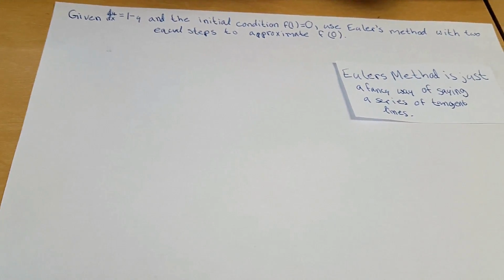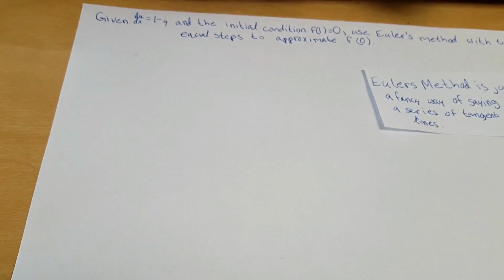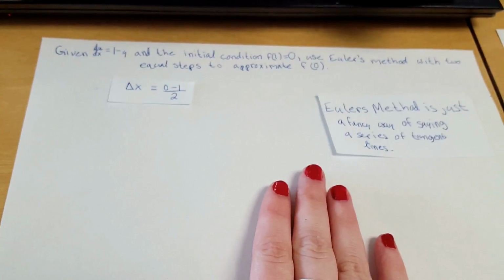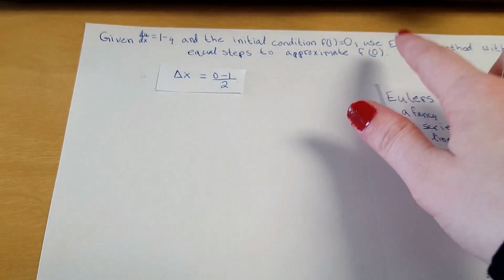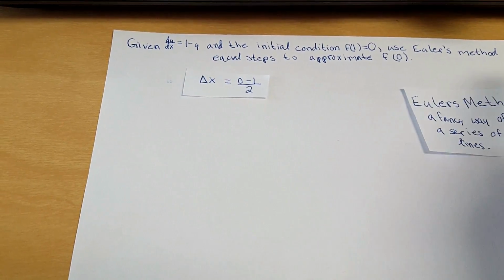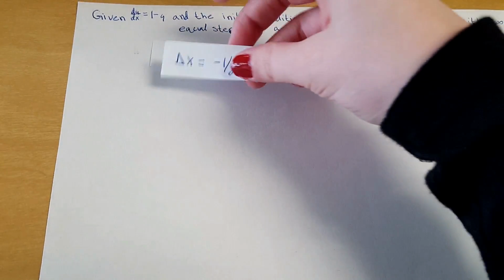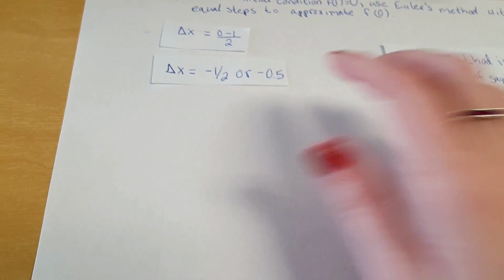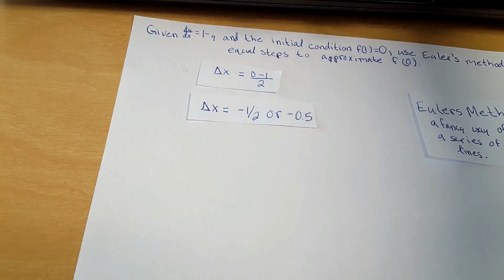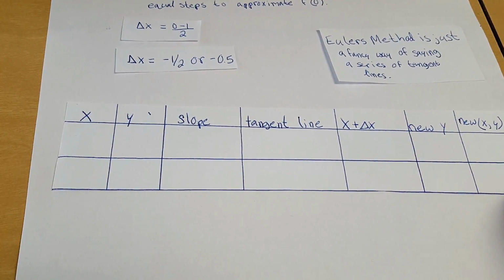So to find what delta x equals, which is where the two equal steps comes into play, you just set up delta x equals 0 minus 1, which is where you're wanting to end up from where you started, divided by 2 because of the two equal steps. So then that simplifies down to delta x equals negative 1/2 or negative 0.5. And then you use this little table to do the rest of the problem.